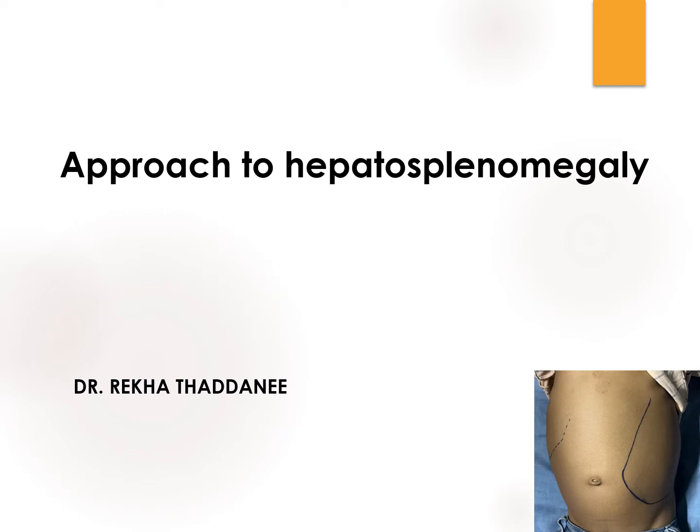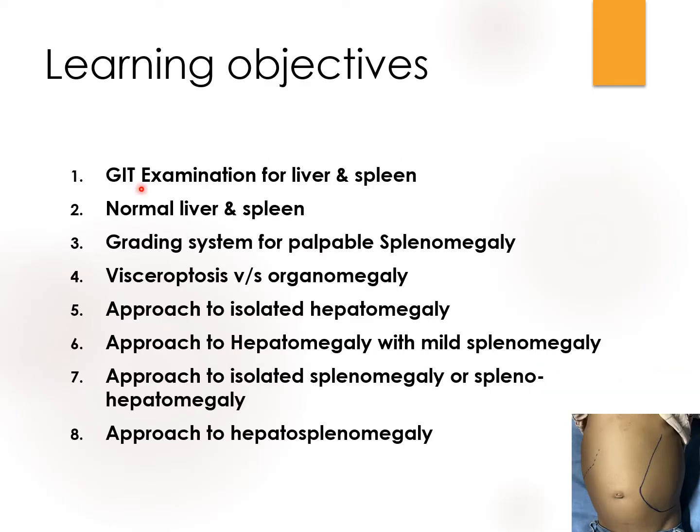Everyone. Today I'm going to tell you how to approach a case of hepatosplenomegaly. So today you will learn GIT examination for the liver and spleen. When will you label the normal liver and spleen? What is the grading system for palpable splenomegaly? What is the difference between visceroptosis versus organomegaly?